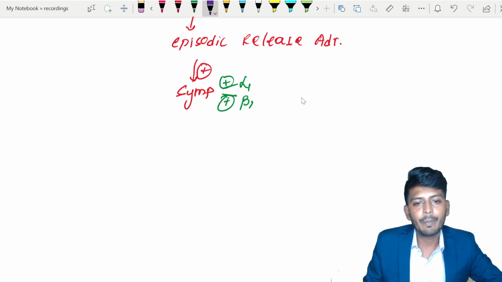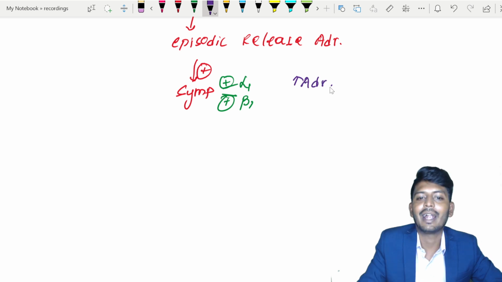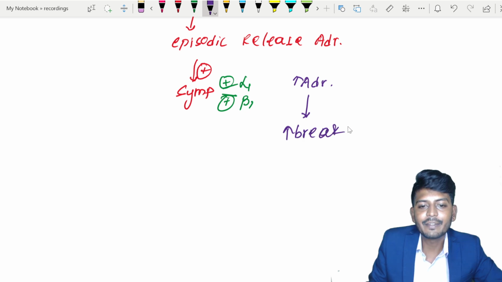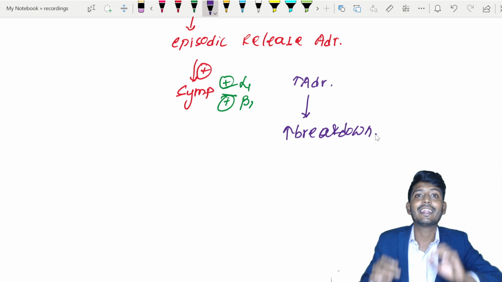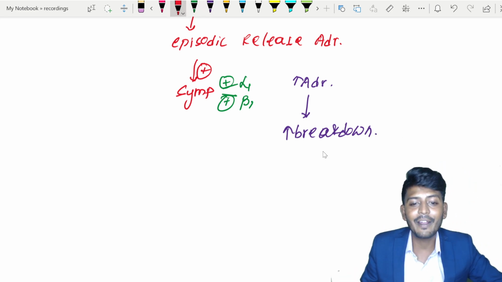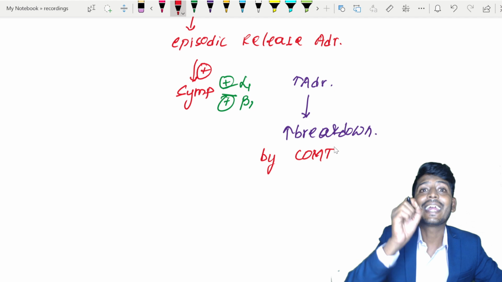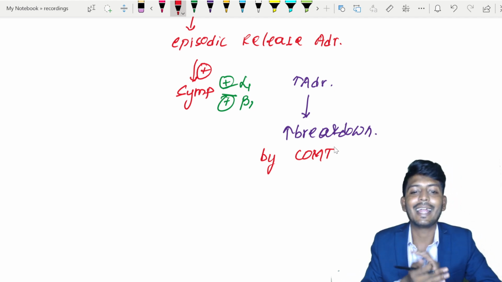So let's continue to the most important. If there is an increased amount of adrenaline, what will happen? Automatically there is an increased breakdown of adrenaline, right? Students, please understand, this is a point of biochemistry. Increased breakdown of adrenaline, most importantly by one of the most important enzymes called COMT, catechol O-methyltransferase.